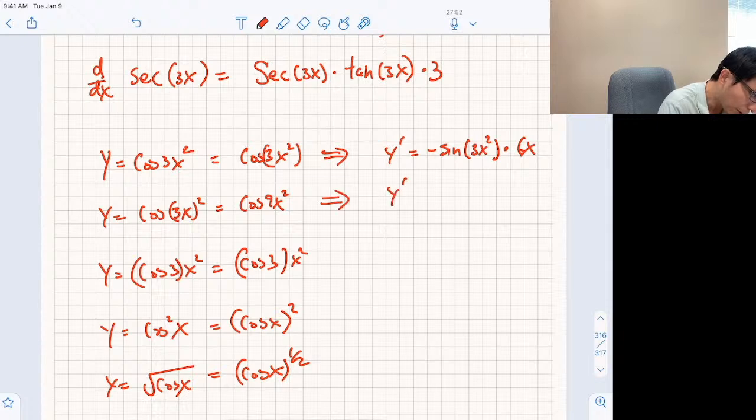What's the derivative of the second one? Well, it's roughly the same, right? This is negative sine of 9x squared, right? Times 18x. Does that make sense? So even with a parenthesis, they look like almost the same, but they are completely different.